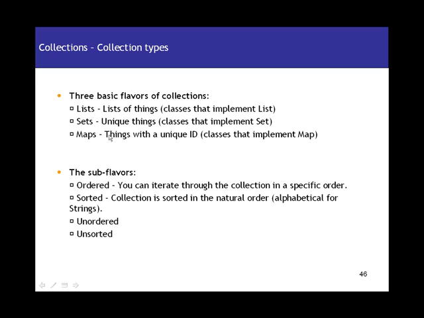Okay, so these are the basic flavors of collections we have, and we have sub flavors as well, right? And the sub flavors are ordered, sorted, unsorted, and unordered.